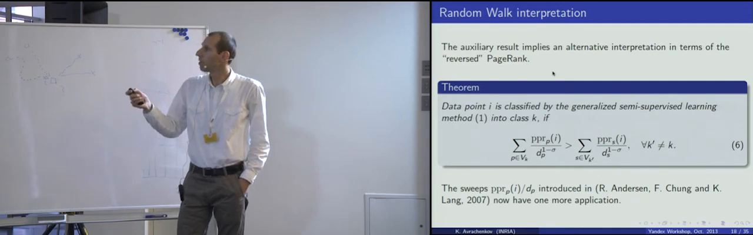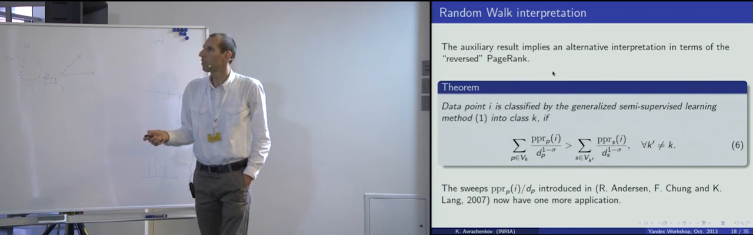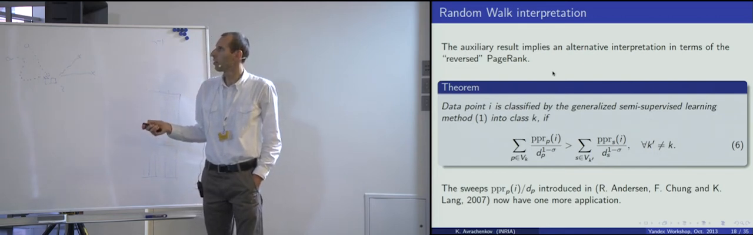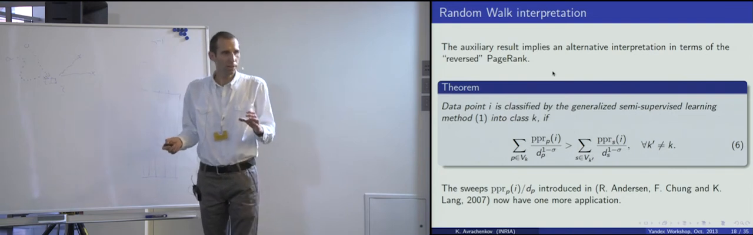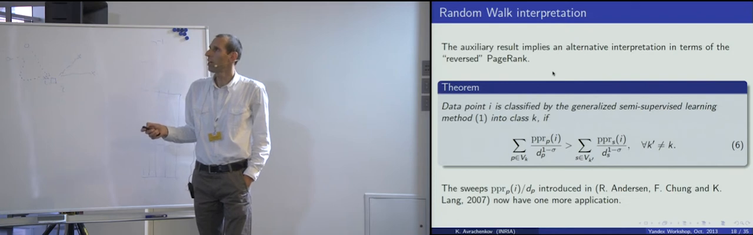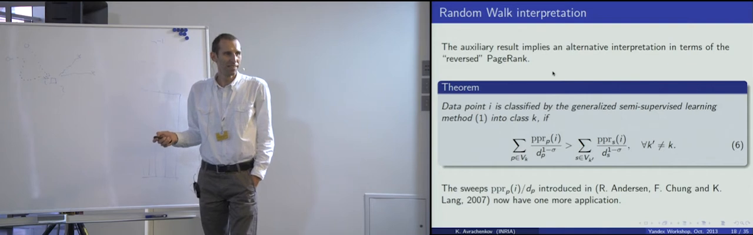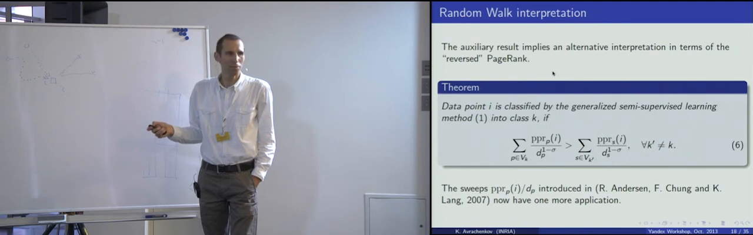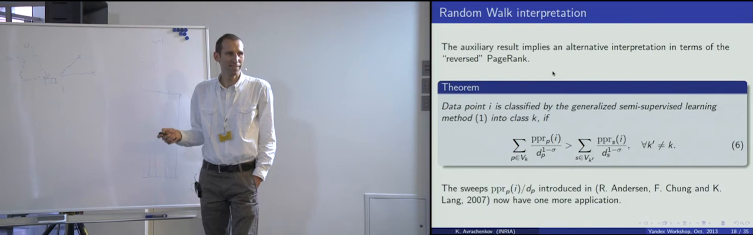And another very nice interpretation is in terms of swaps, introduced in the article by Anderson, Chung, and Lang. What they introduced in that article, just for their local graph clustering, local graph cuts, is the ratio of PageRank by the degree, right? So here I have their backwards random walk. Here I have a little bit of a generalization of this with 1 minus sigma.